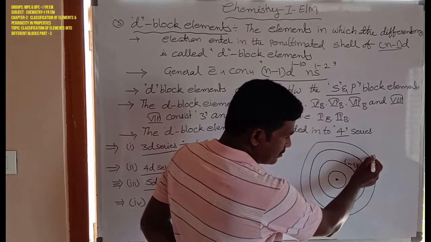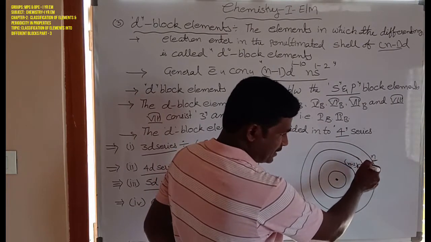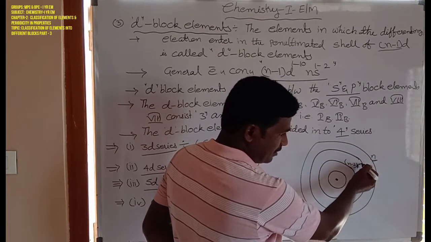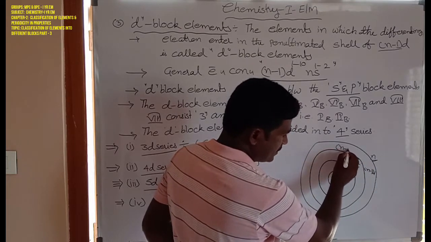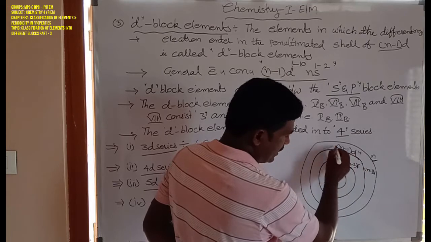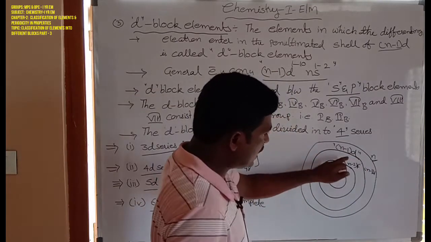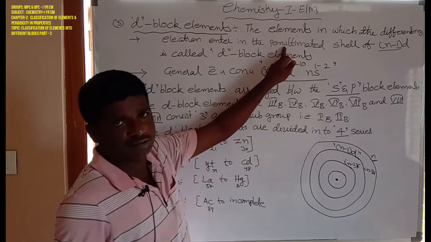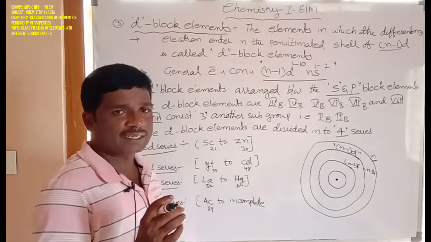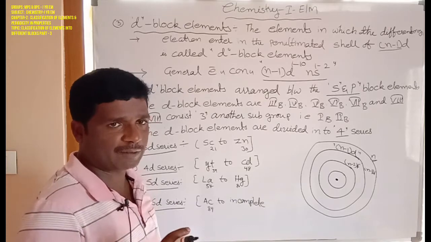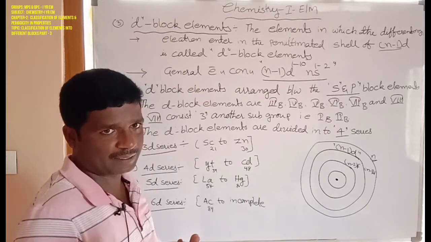Here is the n, also known as the ultimate shell. In front of the shell is the n-1 d subshell, also called the penultimate shell. Those are the differences between the ultimate, penultimate and anti-penultimate shells.